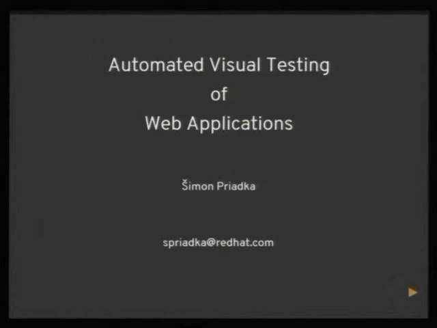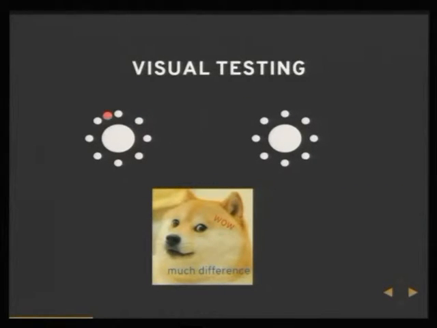Thank you. So, hi everyone. My name is Šimon Priadka, and today I am going to talk about visual testing. For me, visual testing is finding visual differences between images in a simplified manner. In software development or web development, it means to compare the current look of our web application against our desired look of the web application. In the past, it has been made manually, as manual visual testing. It can be really boring, time-consuming, and it will just ruin your day.